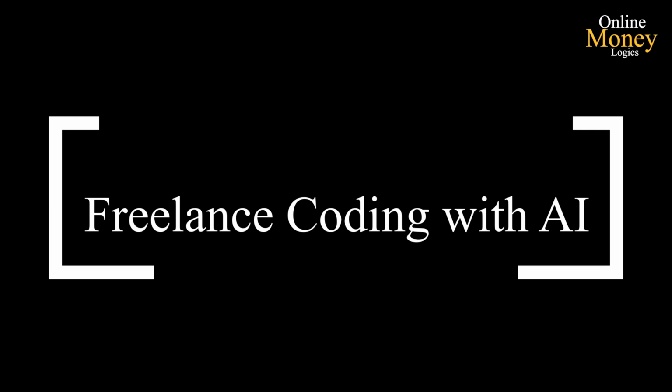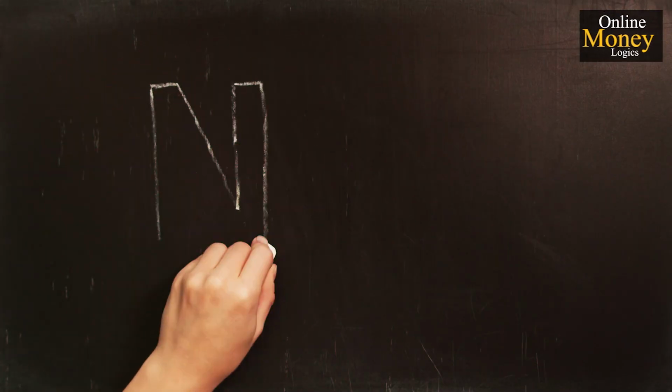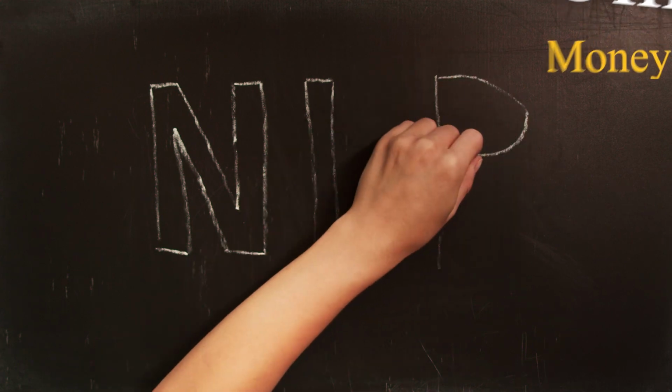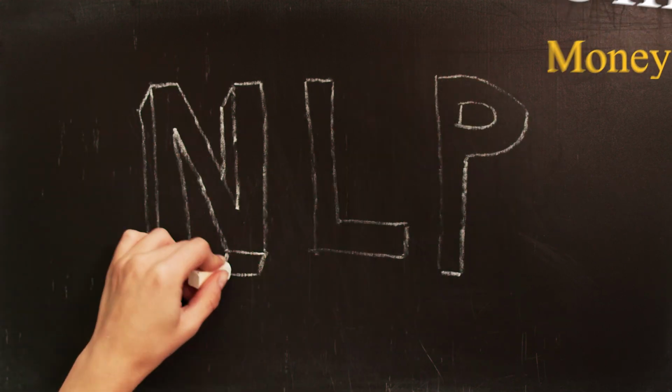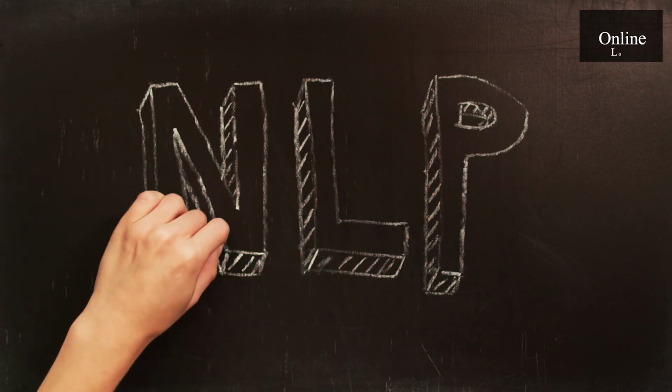Fourth use is freelance coding with AI. My fourth and a very important tip is for the coding professionals. So, I will give you some tips about how natural language processing, or NLP, can streamline coding tasks and assist with code documentation and issue resolution.